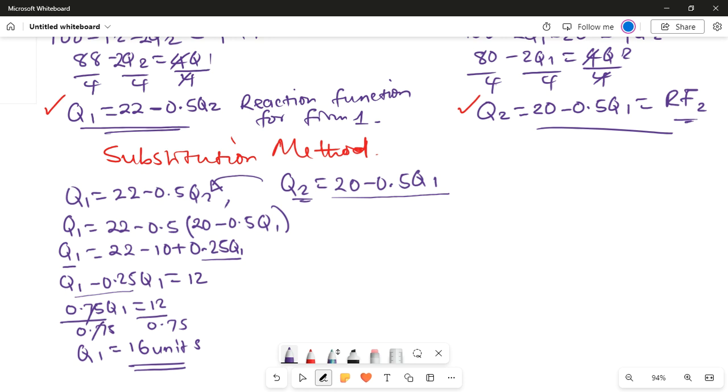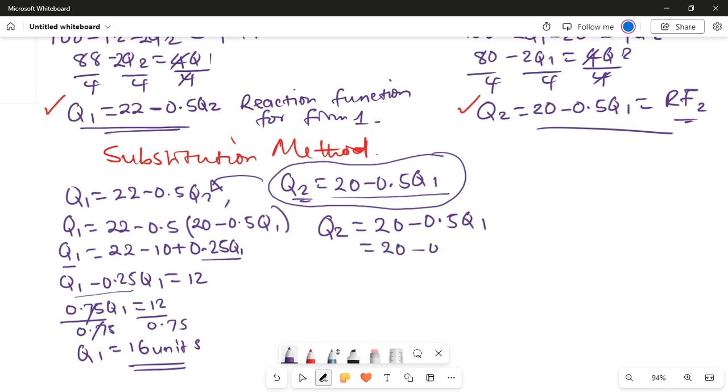How about the output that Firm 2 will produce? Now we are going to use Firm 2's reaction function, this one there, because we know that the quantity produced by Firm 2 is 20 minus 0.5 of what is produced by Firm 1. So this is just going to be 20 minus 0.5 of Q1, which is 16. So it's going to be 20 minus 0.5 of 16, which is 8. Therefore Q2 is just 12 units. So this is now the output that will be produced by Firm number 2.